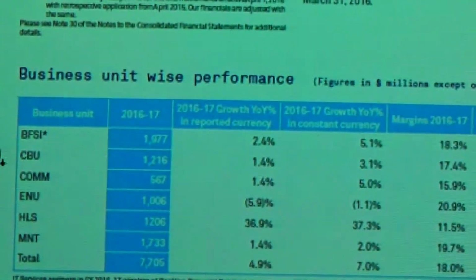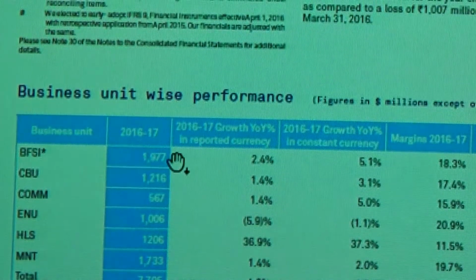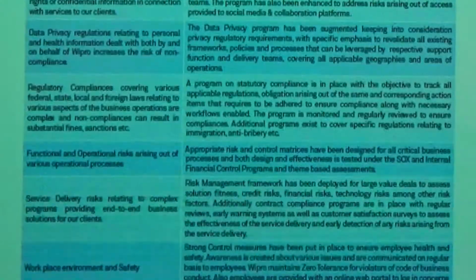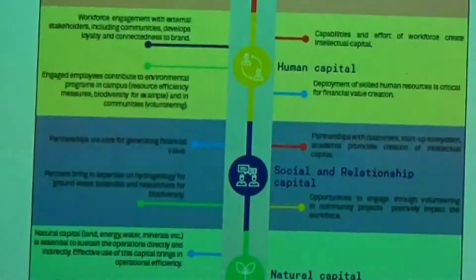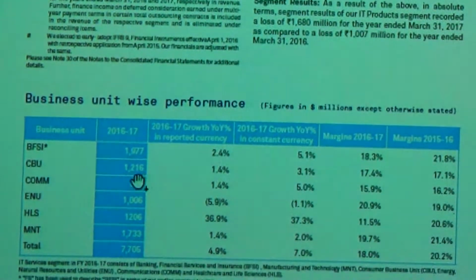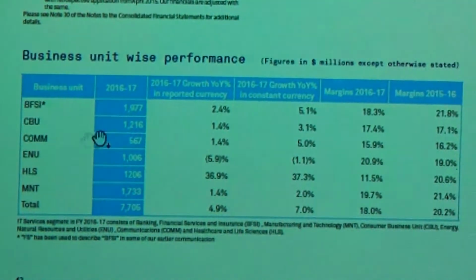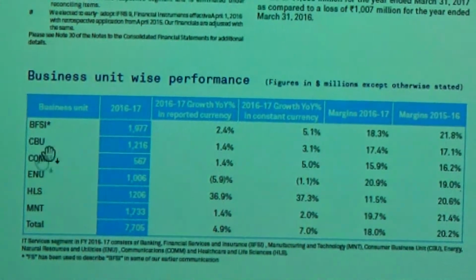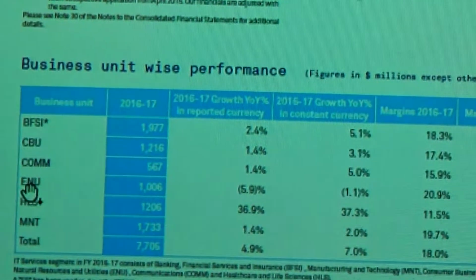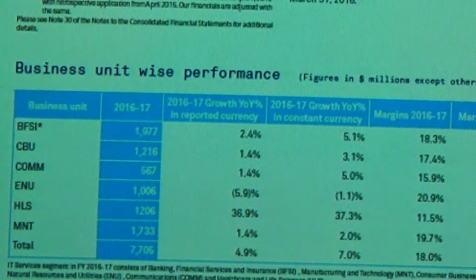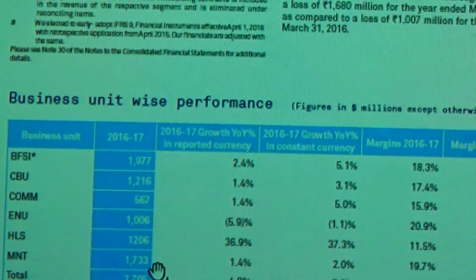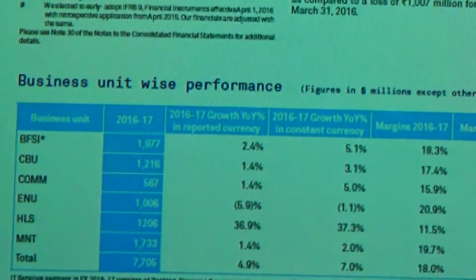BFSI has contributed almost the most in dollars, the highest contributor. The next biggest contributor is the consumer business unit, CBU, about 1200, and communication is contributing about $567 million. Manufacturing and technology is contributing almost $1,733 million, and the consumer business unit contributes about this much.